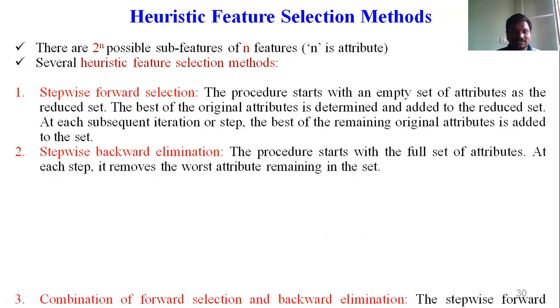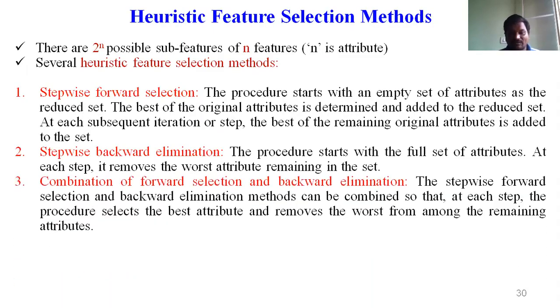And then comes the third one, which is a combination of forward and backward selection. You may sometimes have a requirement here. The stepwise forward and stepwise backward elimination methods can be combined, so that at each step the procedure selects the best attribute and removes the worst from among the remaining attributes. Sometimes you have to apply both forward selection and backward elimination. That is one of the important third combination.